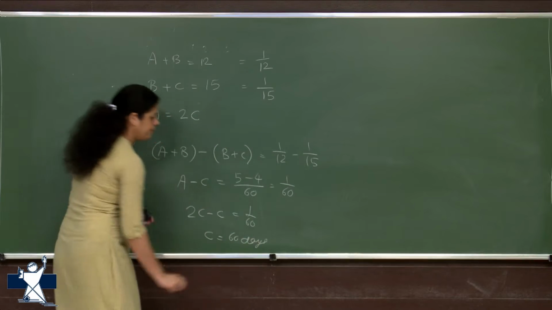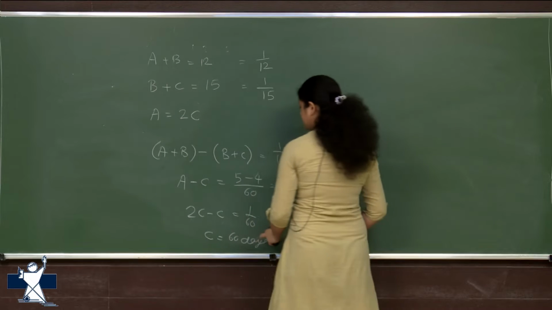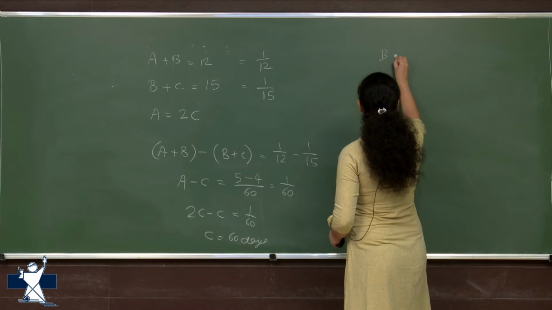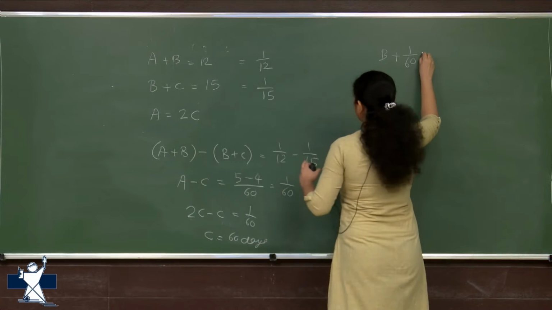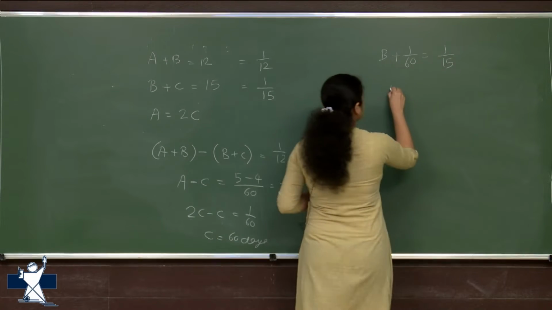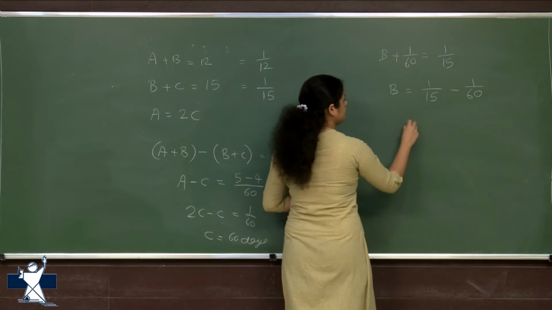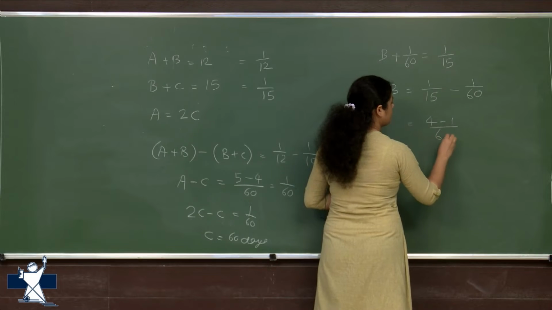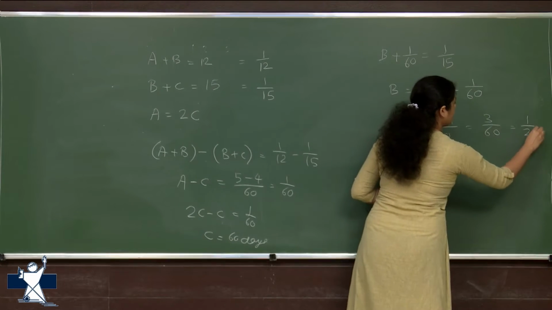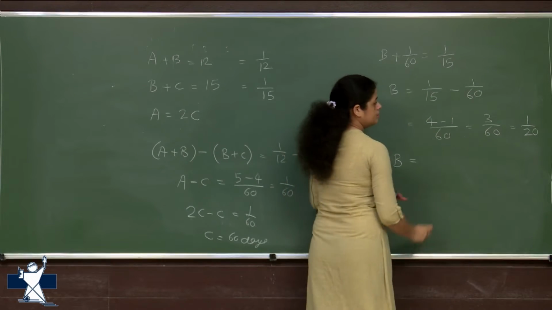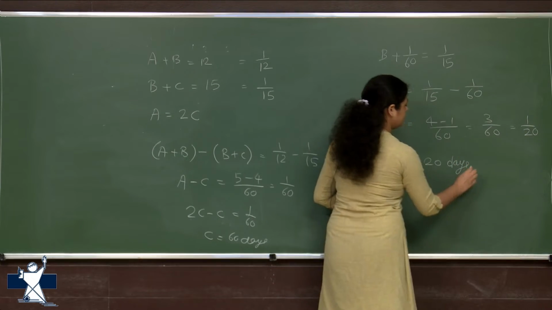This we got. But we want the value for B. So put C value in any of the figures. So C is taking 60 days, that means C का एक दिन का काम होगा 1/60. I am putting into this equation. So B is equal to 1/15 minus 1/60. So B will take, this is again 1 day's work. So B will take 20 days to complete the work alone. Are you getting?